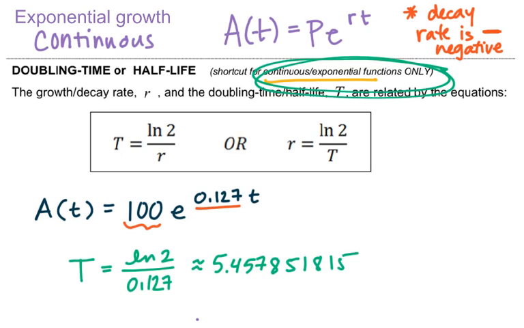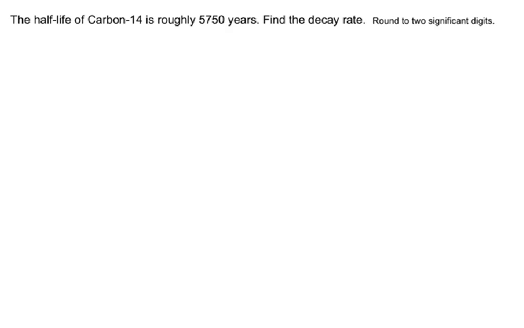So let's do a word problem with half-life or doubling time. Here we have a problem. The half-life of carbon-14 is roughly 5,750 years. We want to determine the decay rate. And then we're using a little bit of science terminology: we're going to round to 2 significant digits. You're not going to see that wording on your homework, but you may on a lab that we could do in class. So the half-life of carbon-14 is roughly 5,750 years. Find the decay rate.